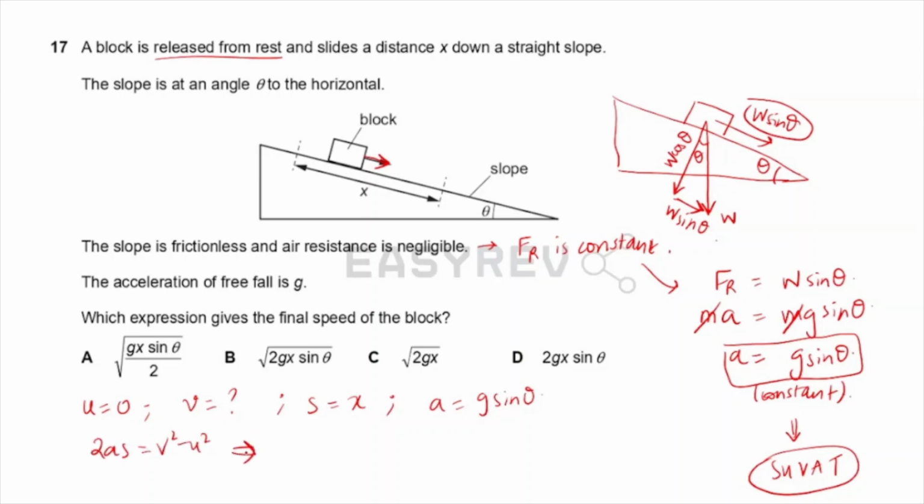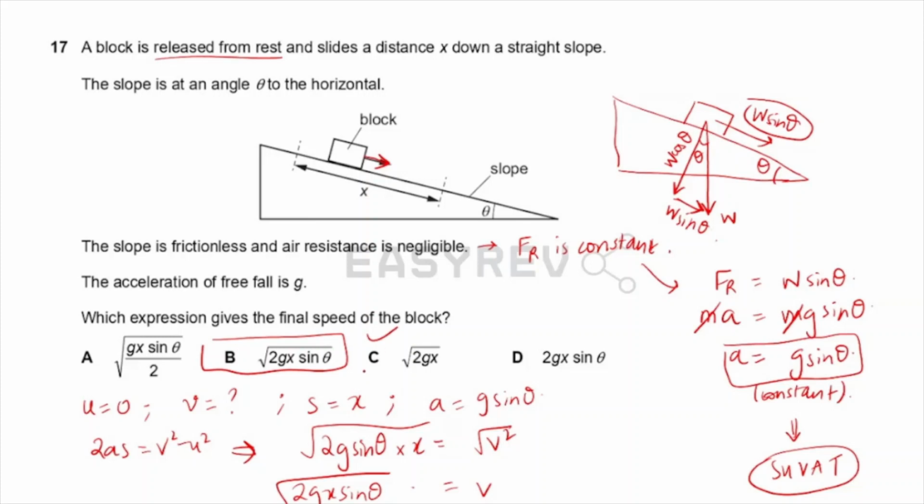Plugging in all my values, I get 2g sin theta times x equals v squared. If I take a square root on both sides, I get v as the square root of 2gx sin theta. The one option that matches this is option B. Now on to the next one.